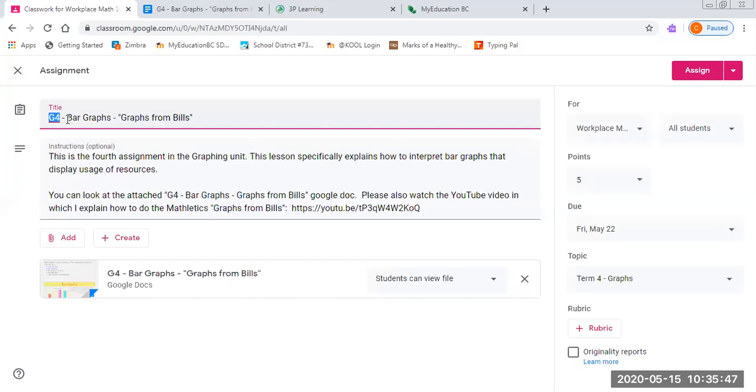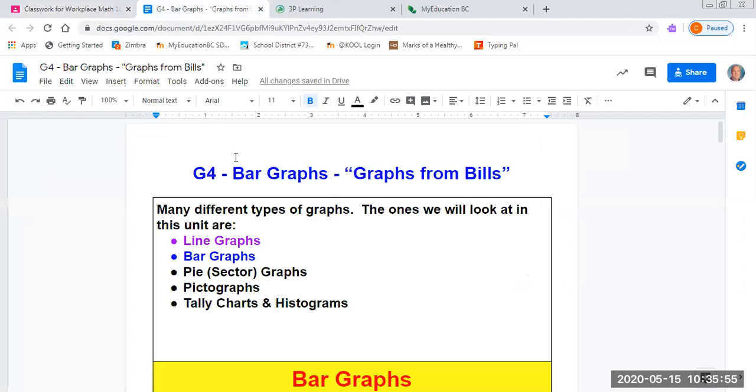So the first thing that I just want to show you is what the assignment's going to be called, which is G4, bar graphs, and the Mathletics assignment that is tied to this is called graphs from bills. So let's take a look at some questions here.